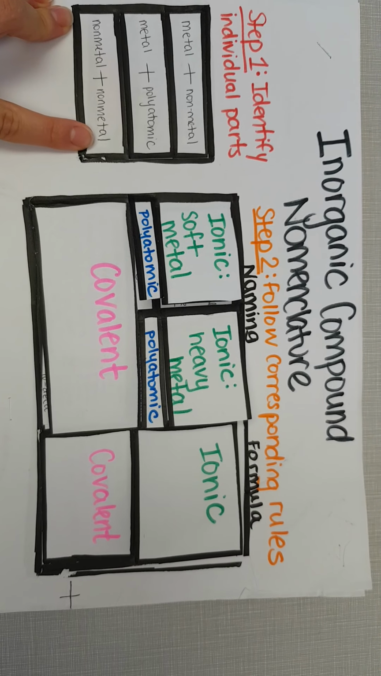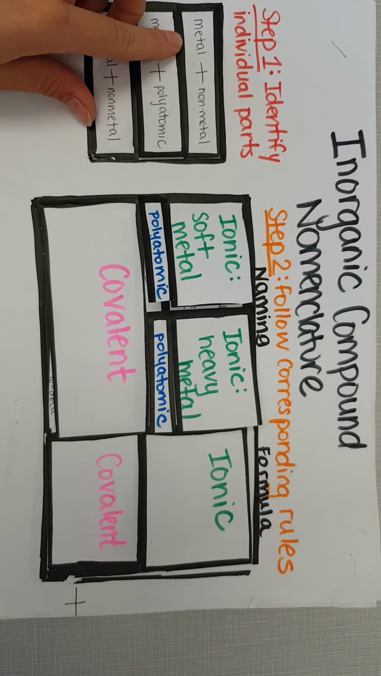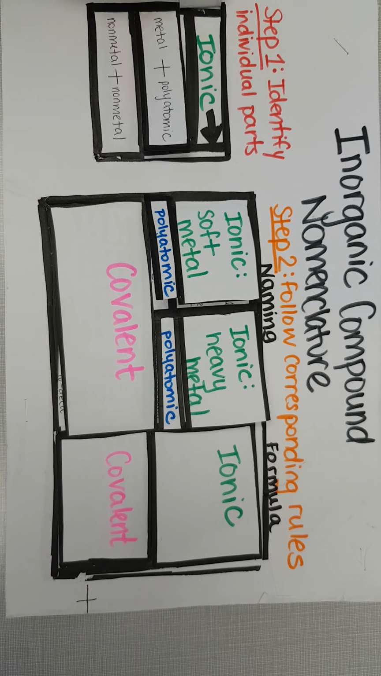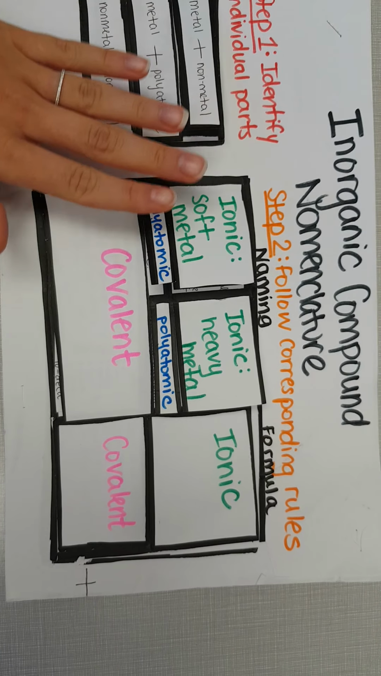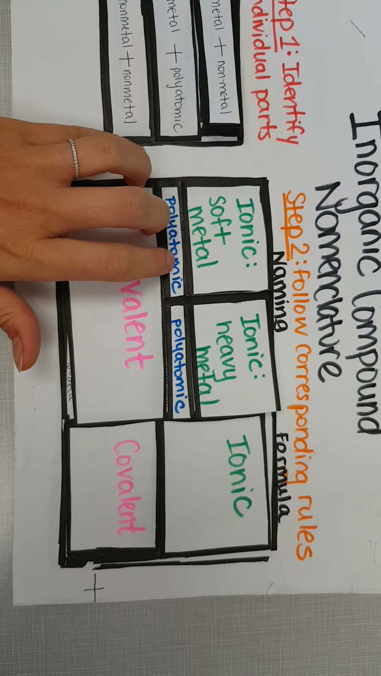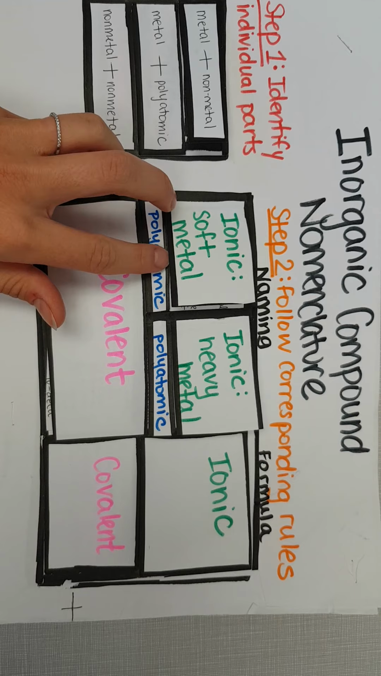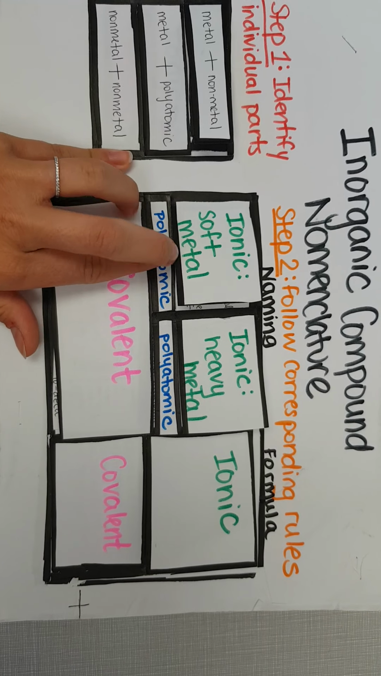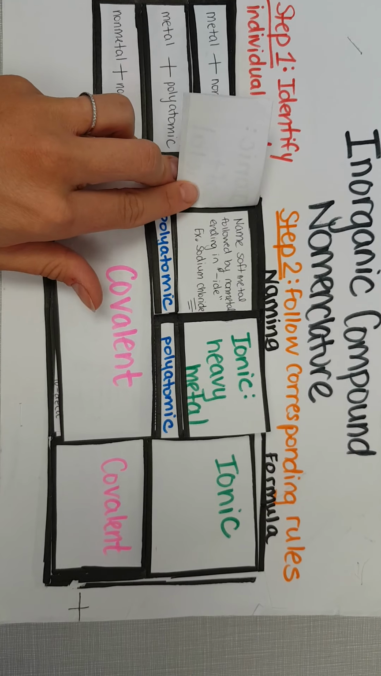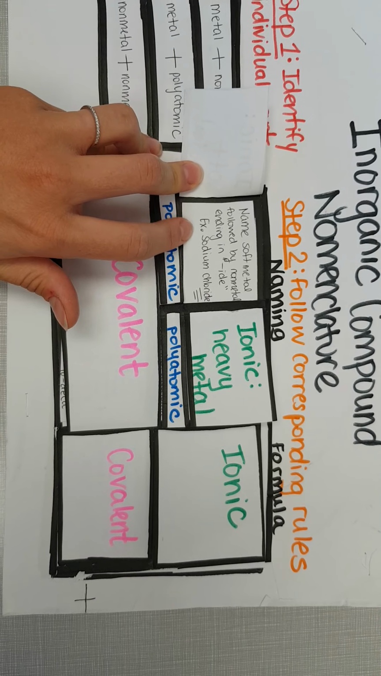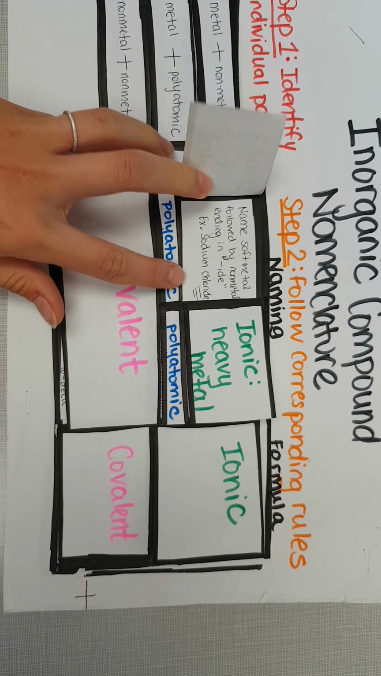plus nonmetal form. When you're given it as a metal plus a nonmetal, it is an ionic compound. To name that ionic compound, if you're dealing with a soft metal, that is, any of those in group 1 and group 2 of the periodic table, you would simply name the soft metal first, followed by a nonmetal ending in IDE. For example, sodium chloride.